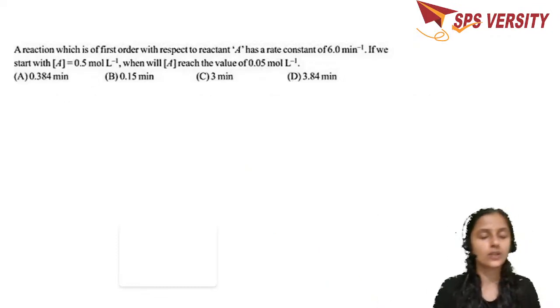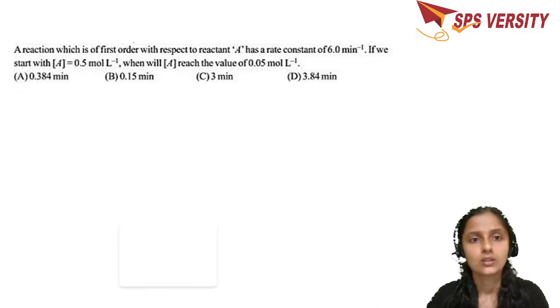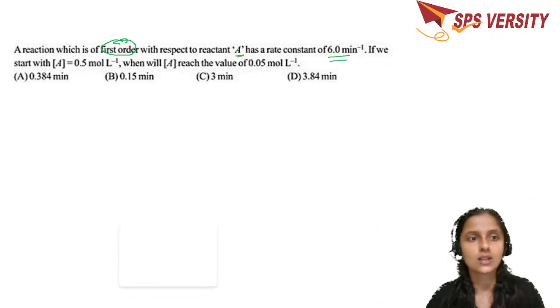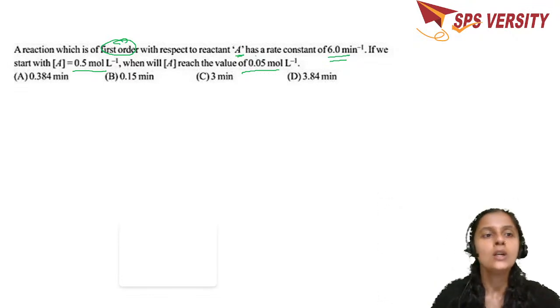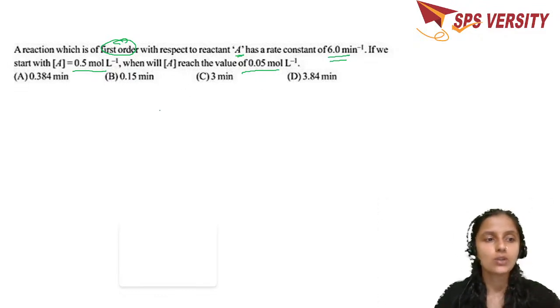So we have certain questions over here which we can solve one after the other. So what do you think about it? The reaction is of first order with respect to a reactant A, and has a rate constant of 6 per minute. If we start with 0.5 mole per liter of A and if the concentration decreases to 0.05 mole per liter, what will be the time required for this change in concentration? So how are we going to solve this? So what is given?